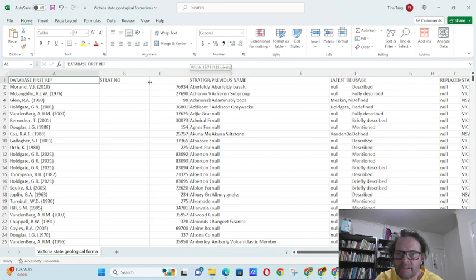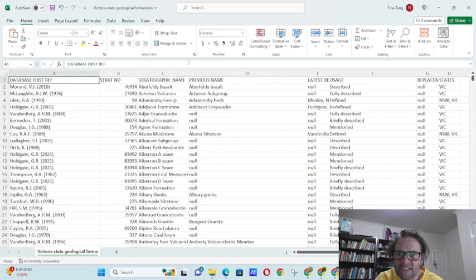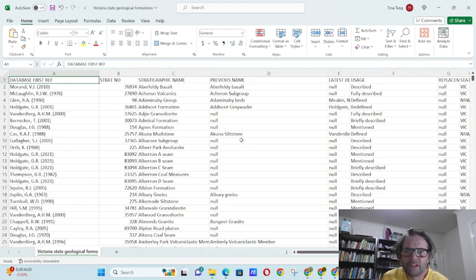I'm not too sure what the start number is. Stratigraphic name, so it's the name of the formation. And sometimes these are actually previously named. So we've got the Addiscot Formation, which was the Addiscot Graywacke. Most of them have either, like Aberfeld basalt, it's the same. Acheron Volcanics, Acheron Group, because obviously it includes other types of rocks.